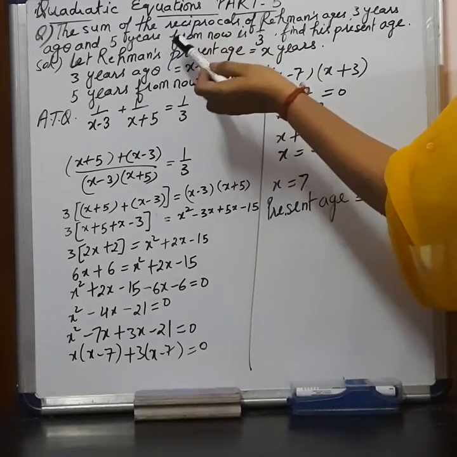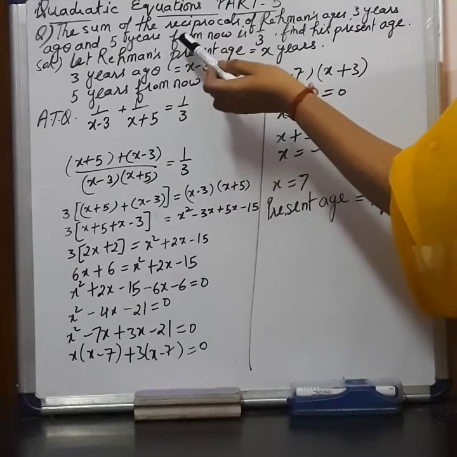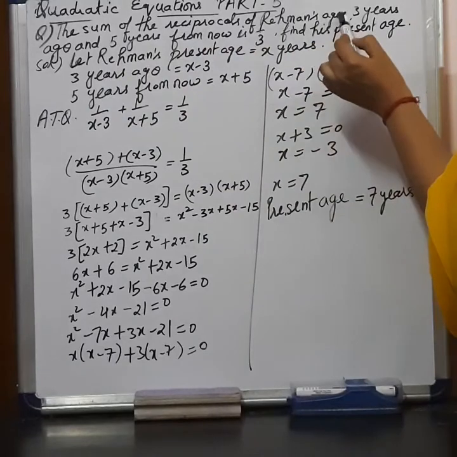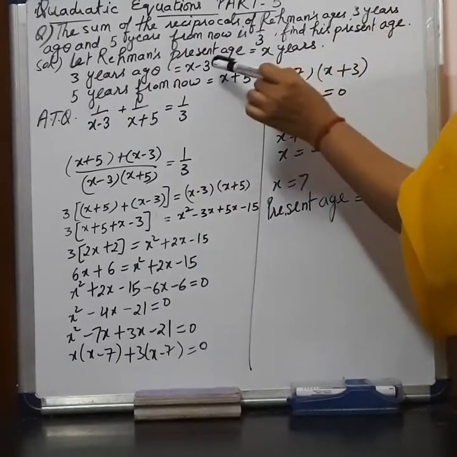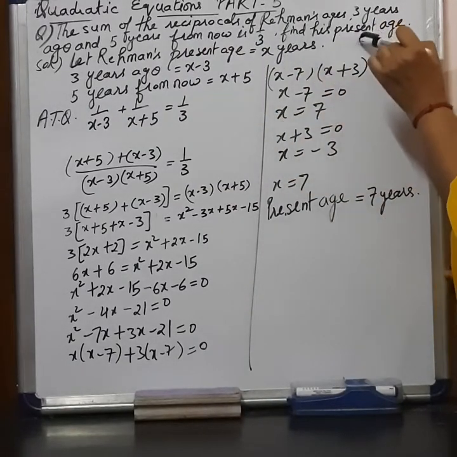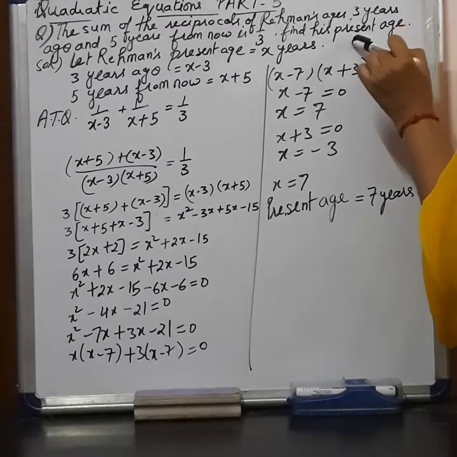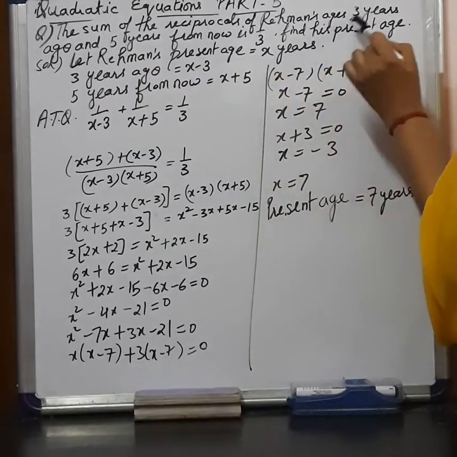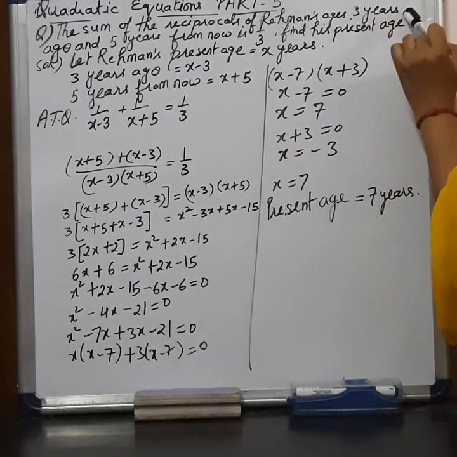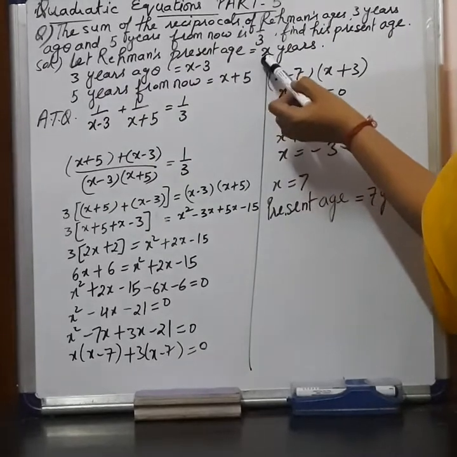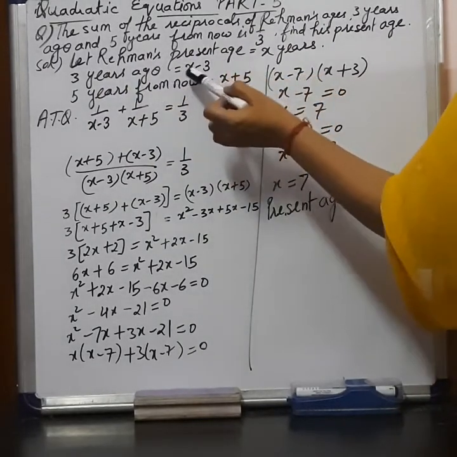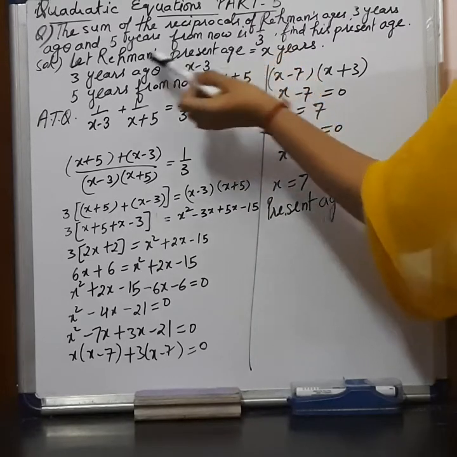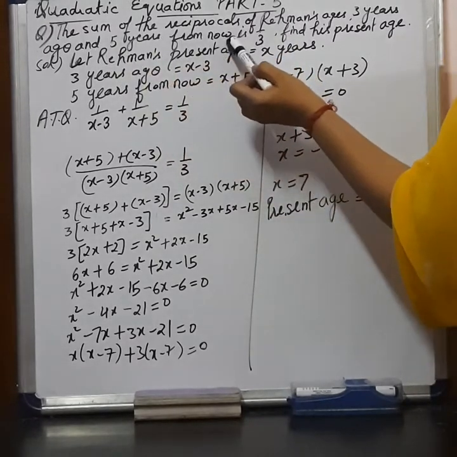Numerator will be converted into denominator, denominator will be converted into numerator. So the sum of reciprocals of Raman's ages, first of all you will find his present age they are asking. So we will assume Raman's present age is x years. From the first statement, 3 years ago, when present age is x, it will be x minus 3. And from the second statement, 5 years from now.